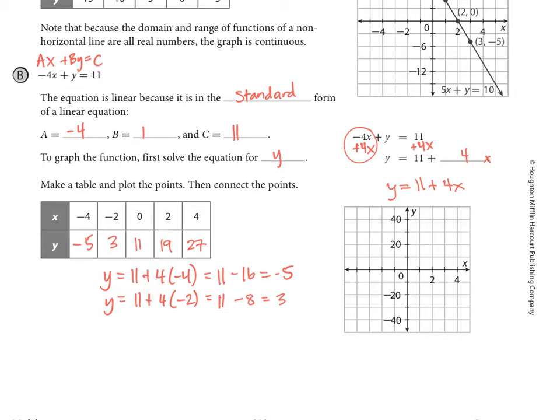When I plot this, here is the weird thing about this graph: the x-axis goes by ones, 1, 2, 3, 4, and then the y-axis goes by tens. It goes 10, 20, 30, 40. Pay close attention to that before you start graphing. So our first one is negative 4, negative 5, which is going to be in here somewhere. I probably should have placed that a little bit lower. It's going to be something like that. Negative 2, 3 is going to be right there. 0, 11 and 2, 19.